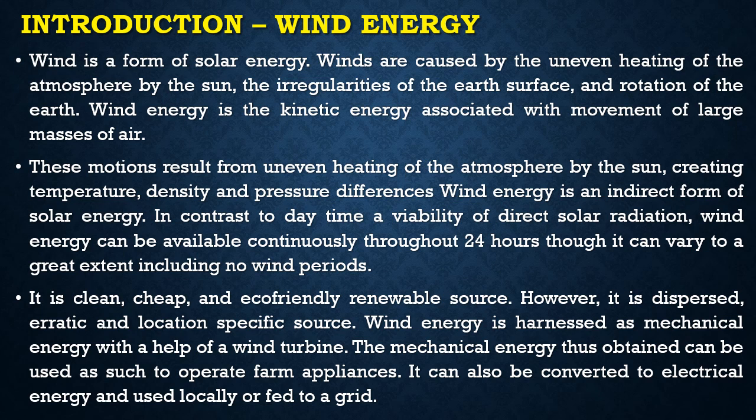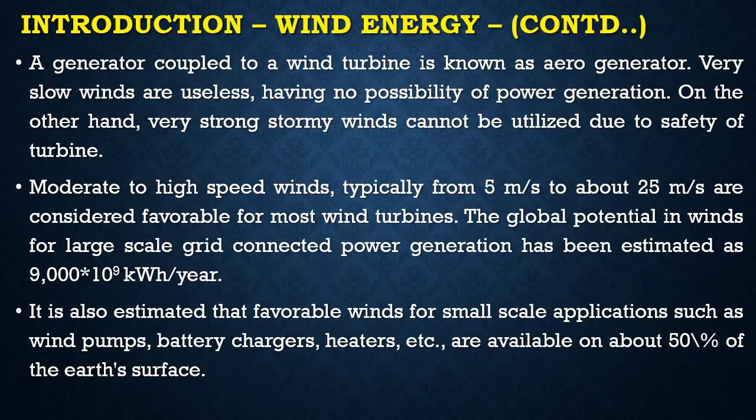Wind energy is harnessed as mechanical energy with the help of a wind turbine. The mechanical energy thus obtained can be used as such to operate farm appliances. It can be converted to electrical energy and used locally or fed to a grid. A generator which is coupled to the wind turbine is also known as an aerogenerator. Very slow winds are useless, having no possibility of power generation. Strong winds are required to generate power from the aerogenerator.